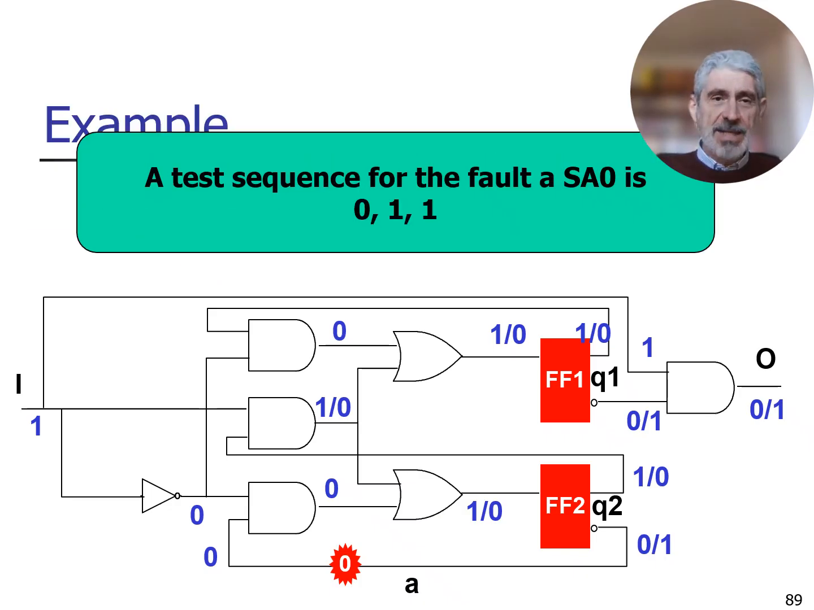Now, to summarize, this means that a valid test sequence for the fault A stuck-at 0 corresponds to the three input vectors 0, 1, 1 applied to the single input of my circuit in 3 consecutive time frames, starting from the reset state, because I assumed that the 2 flip-flops can be forced to the 0, 0 state by just acting on a reset signal which is not shown in the picture. But I hope this example shows you the complexity, even on a small sequential circuit, of generating a valid test sequence for a stuck-at fault.